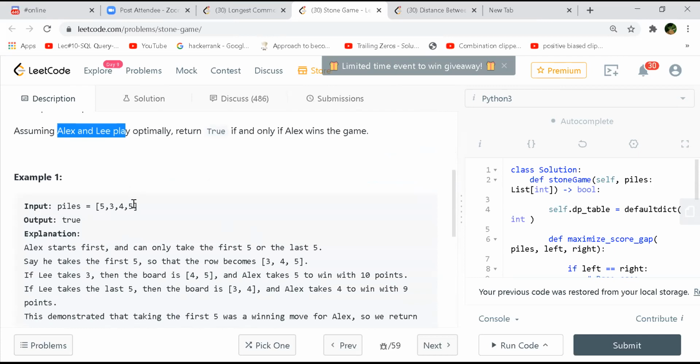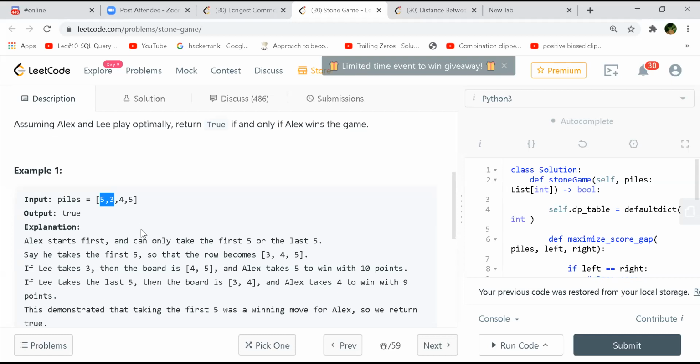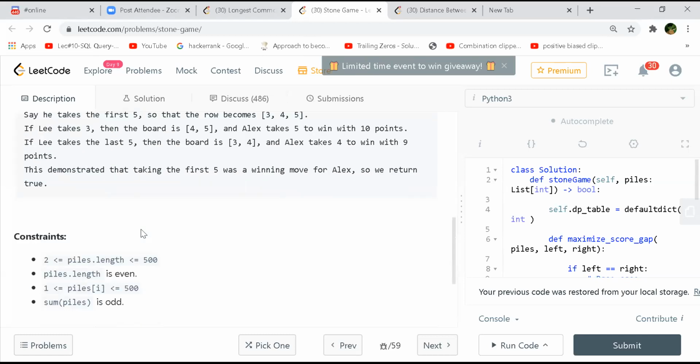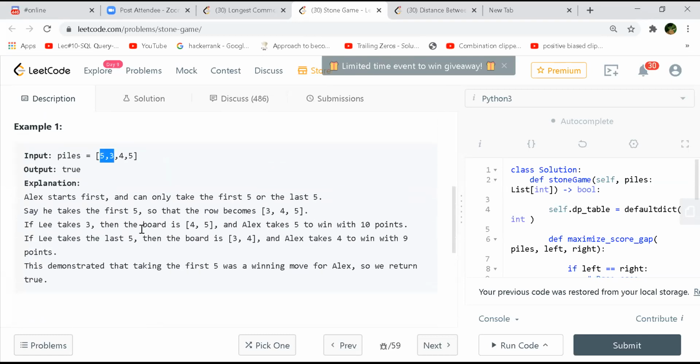So let's say Alex took 5 the first time. Then Lee will take what do you say? If Lee takes this, then again Alex will take 4 9. So 5 plus 4 is 9, and Lee will be left with 8 only. And we have to just take care of Alex only. He wins the match. Yeah, this is what they have explained, I think.